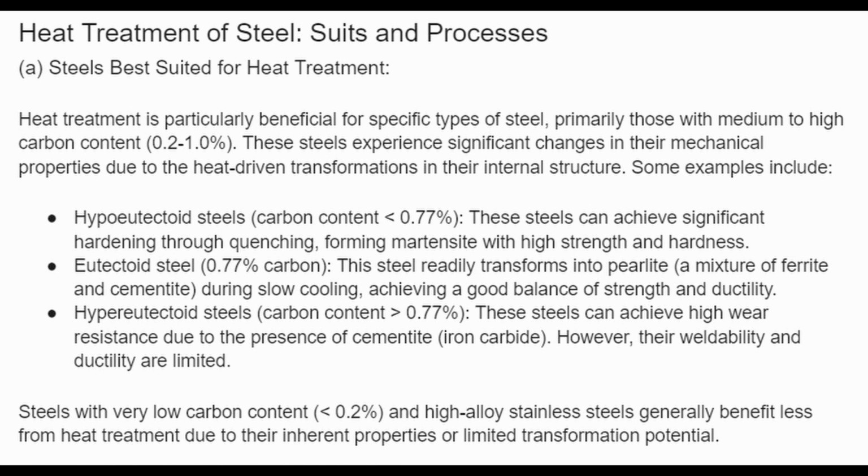Steels with a very low carbon content, less than 0.2%, and high alloy stainless steels generally benefit less from heat treatment due to their inherent properties or limited transformation potential. B. Heat treatment processes explained.